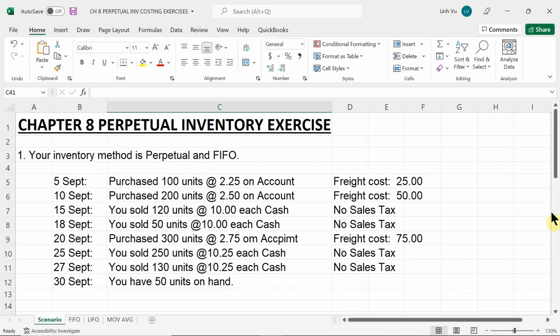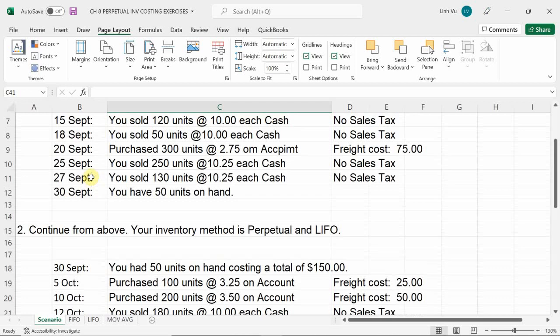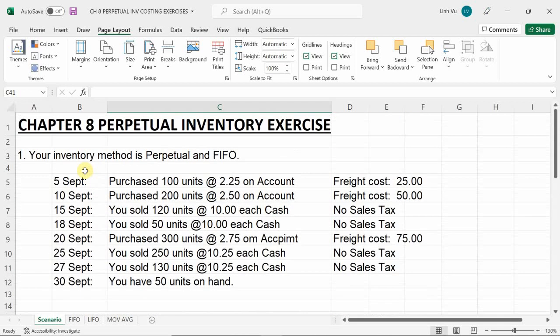All right, so welcome back to the chapter 8 perpetual inventory exercises. This is just so that we can do another example of each of the following methods, so that we can get comfortable using whatever method you want to use and practice using the inventory worksheet however you prefer. Question number 1, your inventory method is perpetual and it's FIFO. In this one I am not going to be using any colors. If colors help you, you can do that on your own.